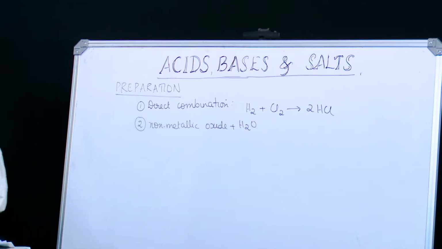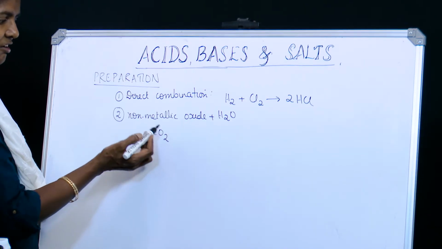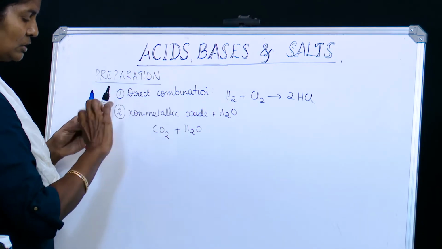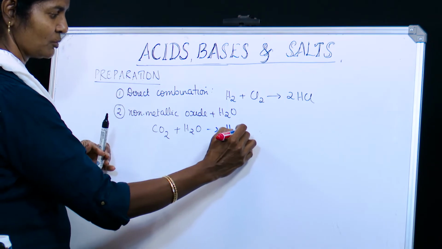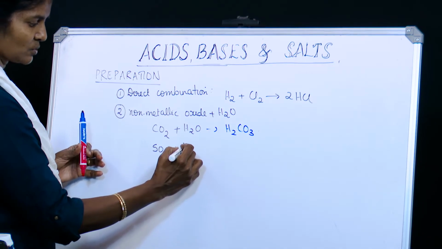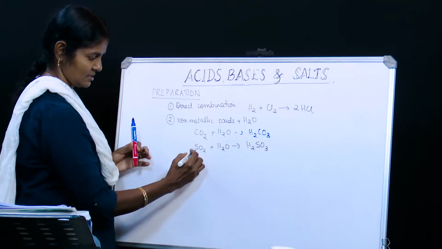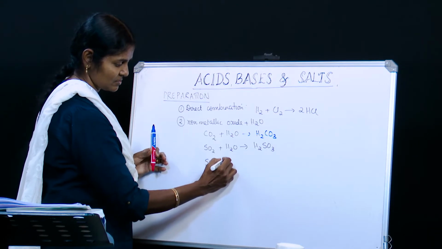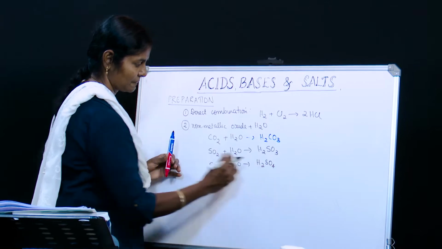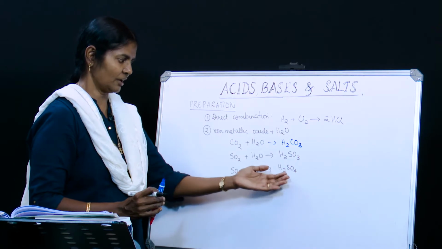results in acids. For example, carbon dioxide: carbon is a non-metal, oxygen added to it is a non-metallic oxide. To this when we add water, this gives you carbonic acid. Sulfur dioxide plus water would give you sulfurous acid. Sulfur trioxide plus water would give sulfuric acid. So you are just literally adding a non-metallic oxide and water together and you get the acid.